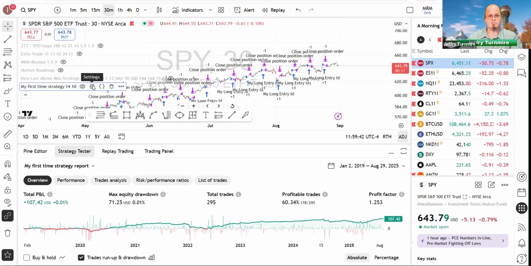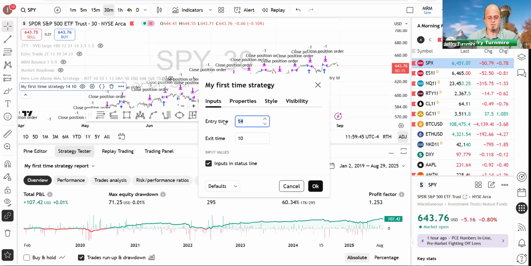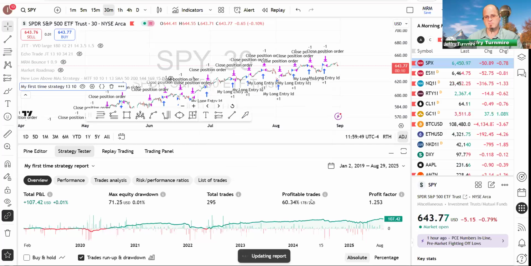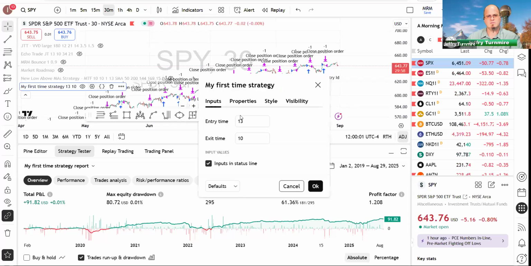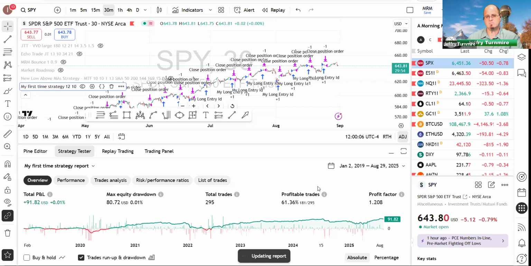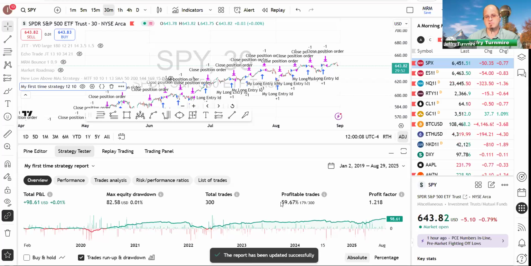That's interesting. Let's keep testing a little bit. Can we do something different? Is it maybe 1 o'clock? Does that help any? Update the reports, and it does. It gets a little more bullish, a little better, a little better. Maybe noon. And that started dropping off. Our percent profitable dropped a little bit. Profit factor went up though. Kind of interesting.